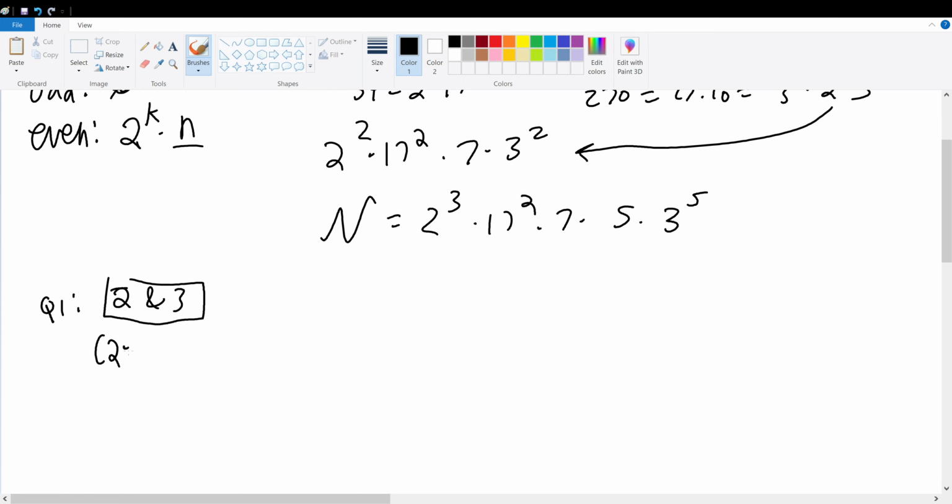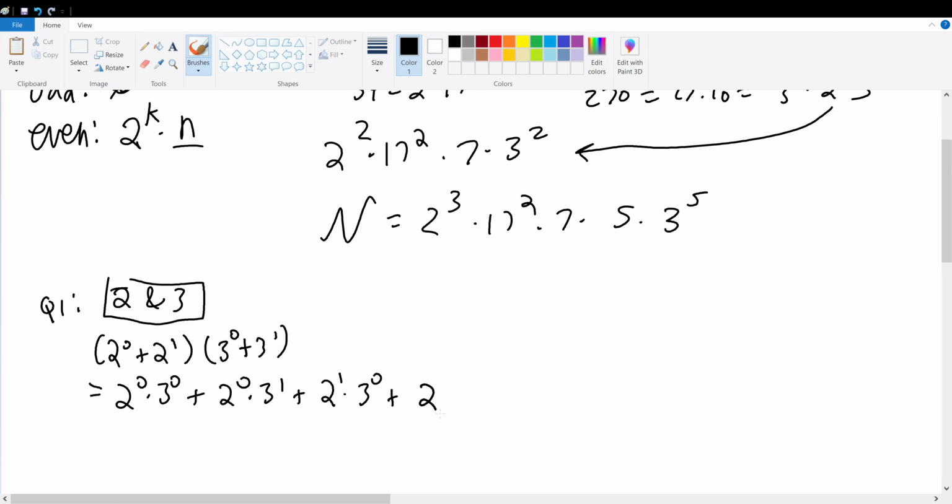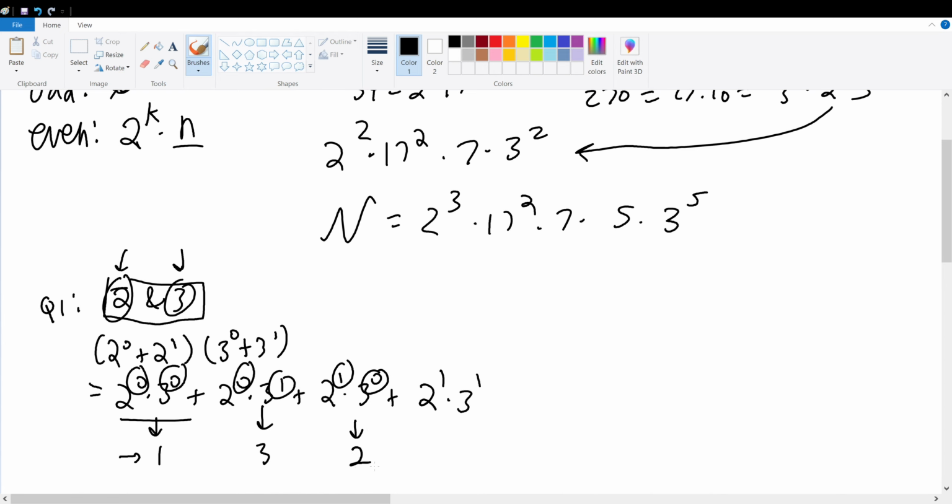Well, that's simply (2 to the 0 plus 2 to the 1) times (3 to the 0 plus 3 to the 1). And if you expand it out, you will see why. This is 2 to the 0 times 3 to the 0, plus 2 to the 0 times 3 to the 1, plus 2 to the 1 times 3 to the 0, plus 2 to the 1 times 3 to the 1. So what is the interpretation of this? Well, 2 to the 0 times 3 to the 0 stands for having zero 2's and zero 3's. That means we get 1. I cannot choose 2, I cannot choose 3, and I get a result of 1. I can choose zero 2's but one 3 to get 3. I can choose one 2 but zero 3's, and I'll get 2. I can choose one 2 and one 3. That will be equal to 6.